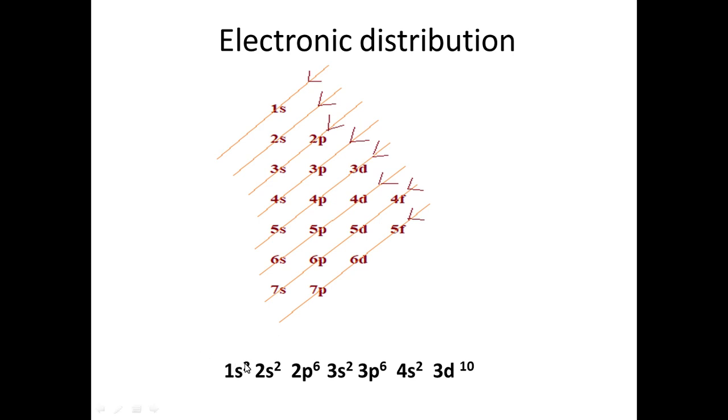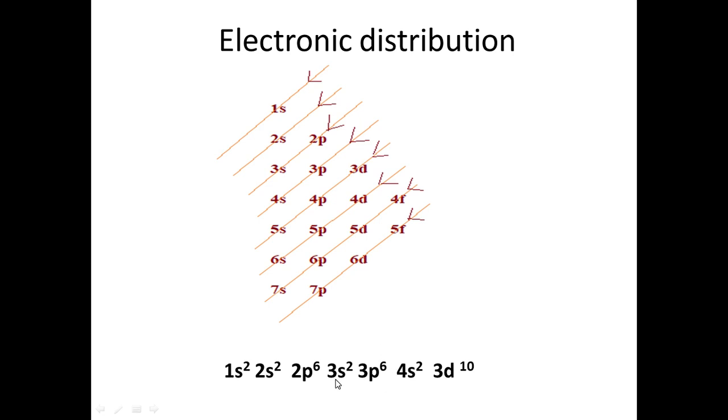As you already know, in the S subshell we can fill a maximum of 2 electrons. In the case of the P subshell we can fill 6 electrons. In the case of the D subshell we fill 10 electrons. So this is all about electronic distribution. You have to learn this from 1s to 3d. How do we pronounce it? 1s2, 2s2, 2p6, 3s2, 3p6.